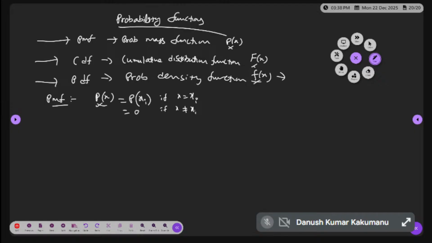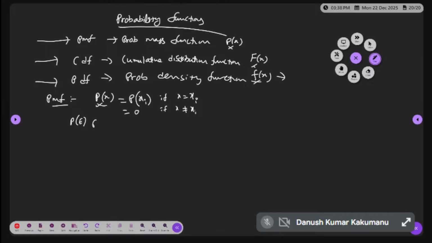So don't worry about this PMF. It's just a technical word for the probability, nothing else. If I say P of E, what is the description of P of E? Probability of an event E. Instead of saying probability of the event E, what technical word are you using? PMF. PMF of E. We are using the technical word PMF for this. PMF of x is what? P of xi if x equals xi, and 0 if x is not equal to xi.